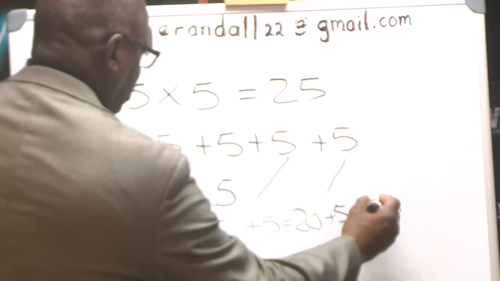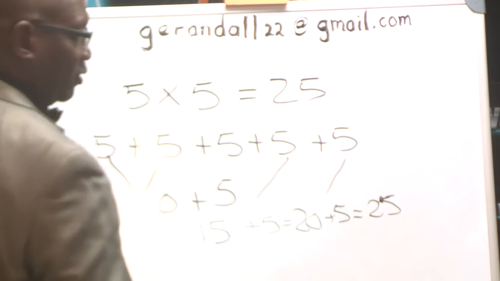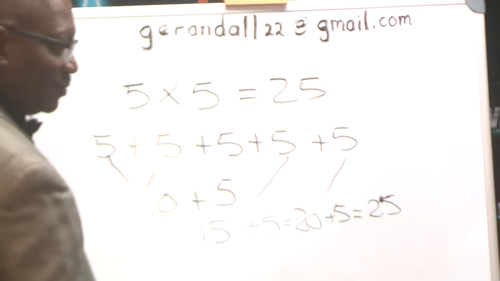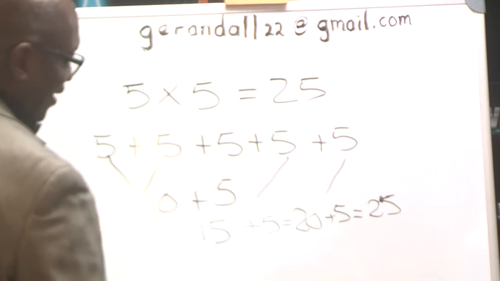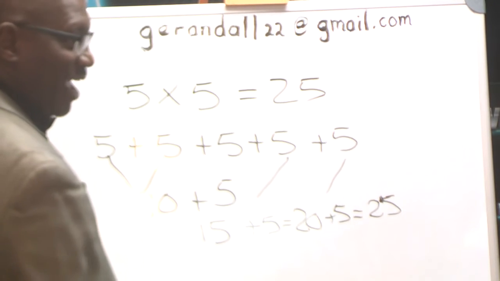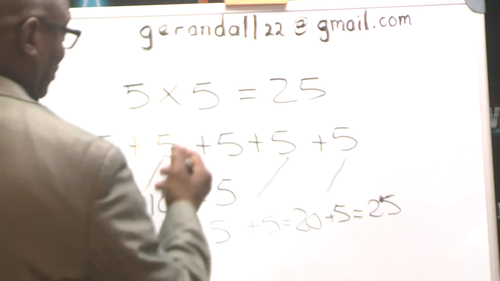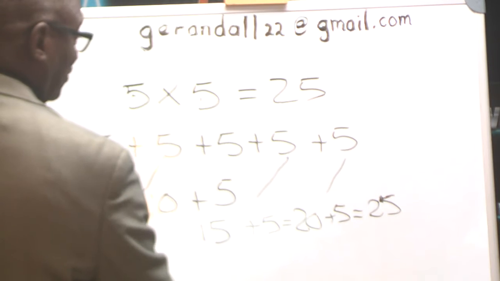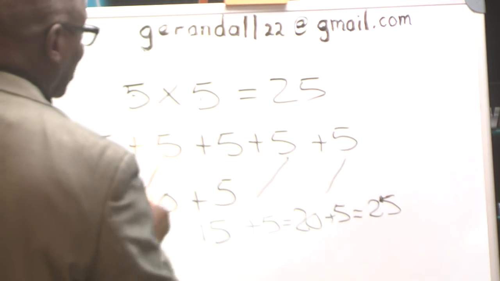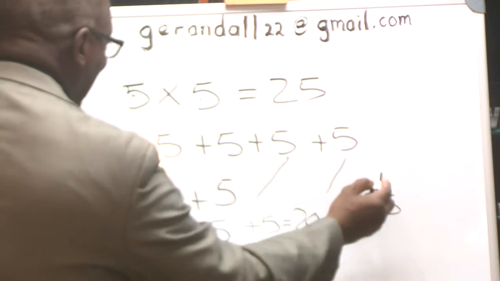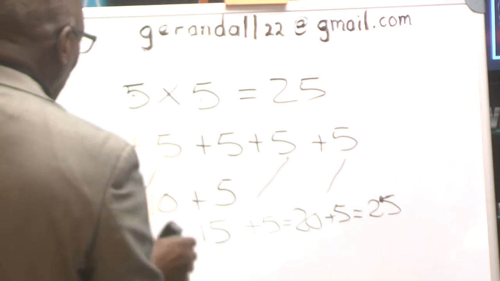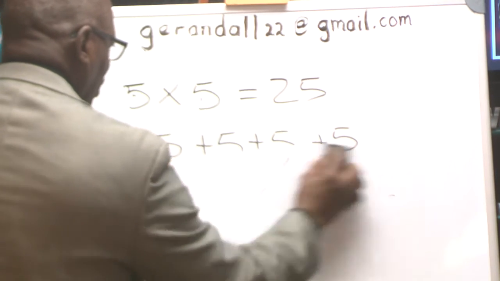Now my question, which was faster? How much less do you have to write? 5 times 5, 25. Again, a shorthand way to add. And of course, look at this.